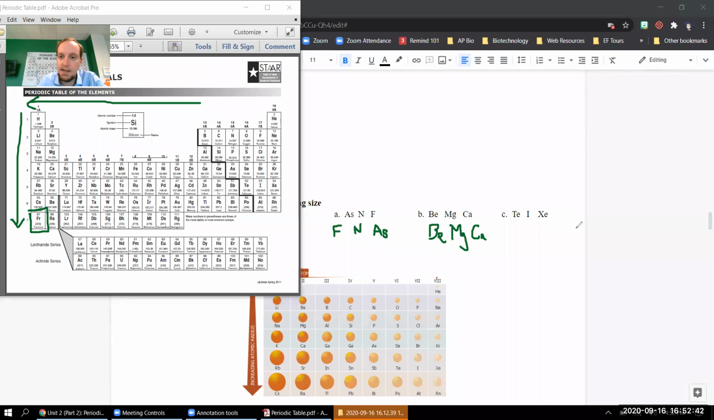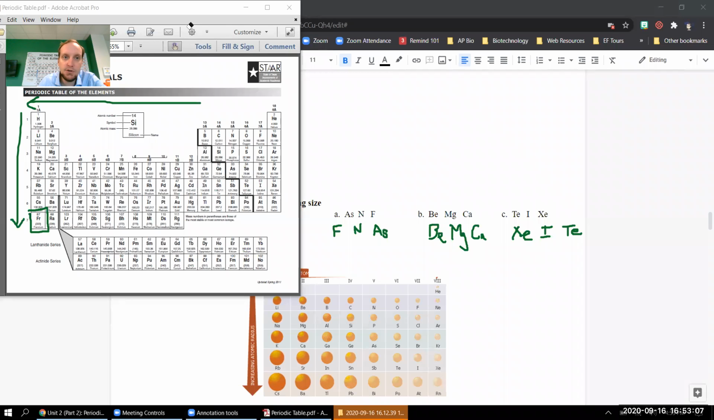Okay, the last one we have is tellurium, iodine, and xenon. Again, knowing the trend goes to the left and down, but they're all in the same period, so what difference does it make? The smallest would be xenon. The next largest would be iodine. And the largest of those 3 would be tellurium. There we go. Again, it's a very simple thing to do.